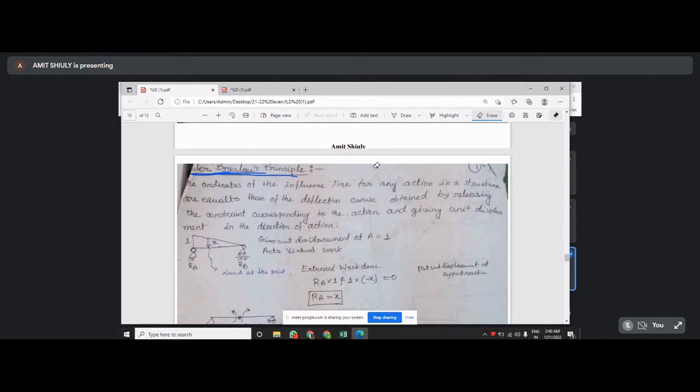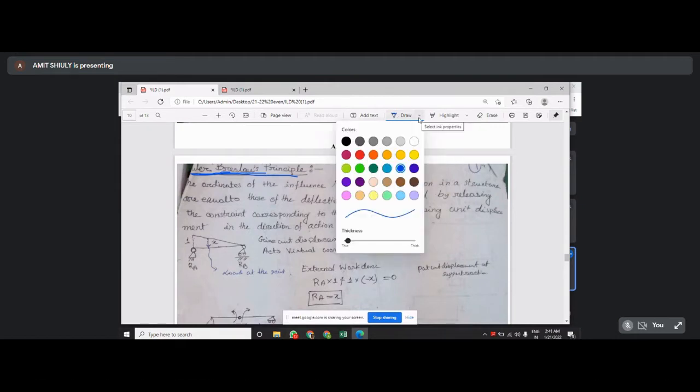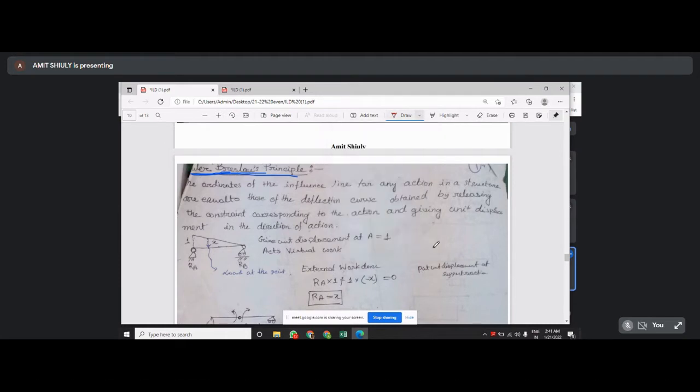So the ordinates of the influence line for any action in a structure are equal to those of the deflection curve obtained by releasing the constraint corresponding to the action and giving it a unit displacement in the direction of the action.